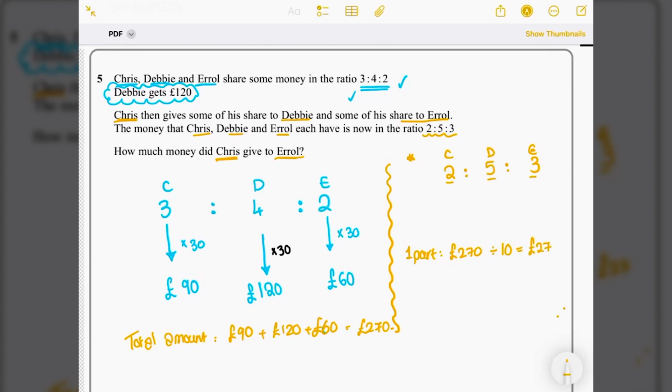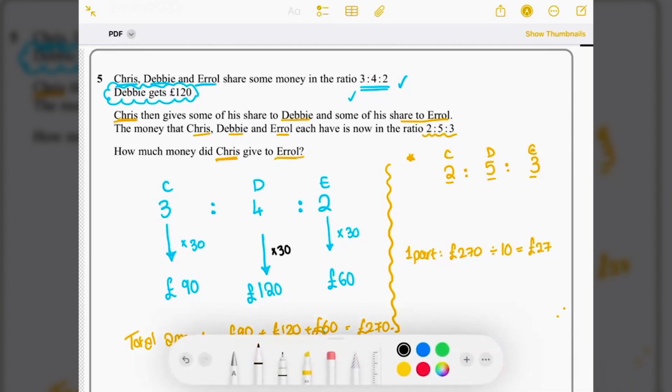Using this, I can then know how much Chris, Debbie, and Errol got. To find out how much Chris got, I'm going to times that by 27. So Chris got 27 times 2, which is £54. I could do Debbie, even though I don't really need it. But Errol got 3 times 27, and I got £81. And if you did want to know what Debbie got, you just multiply it by 27 again, and you get Debbie got £135.